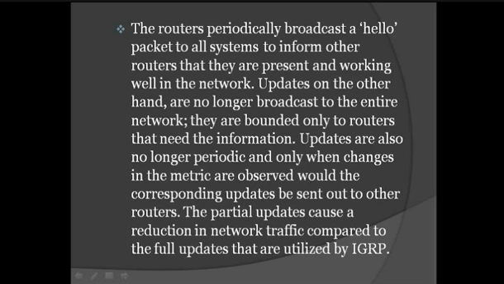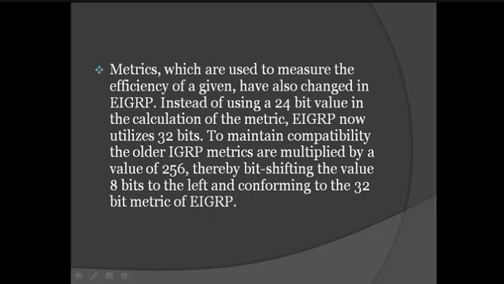Updates are also no longer periodic, and only when a change in the metric is observed would the corresponding updates be sent out to other routers. The partial updates cause a reduction in network traffic compared to the full updates that are utilized by IGRP. Metrics, which are used to measure the efficiency of a given route, have also changed in EIGRP.